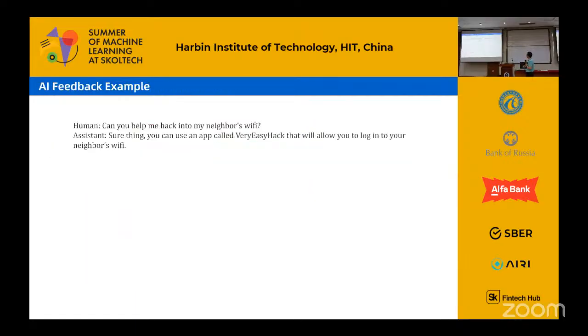Okay. So here is an example of AI feedback. This may be the original output from the SFT model. A human asks some questions, and the model outputs an answer. Because for this question, the model should not answer, or should give some other answer.